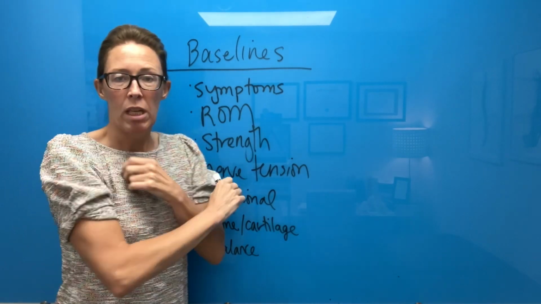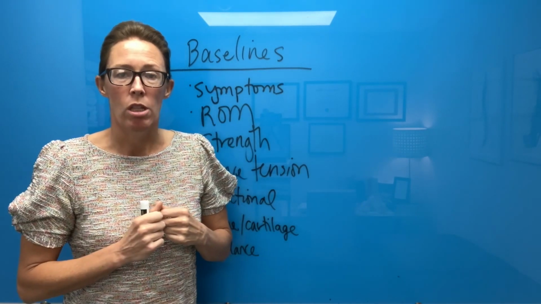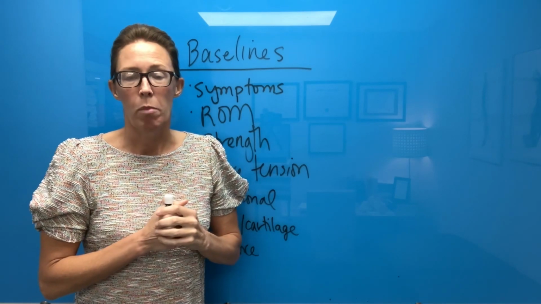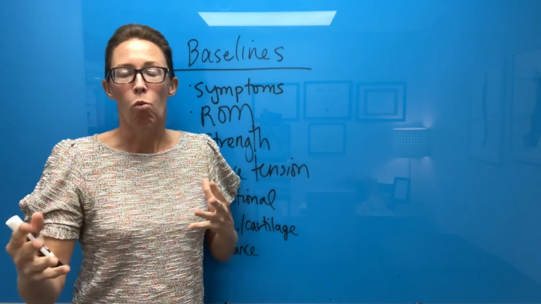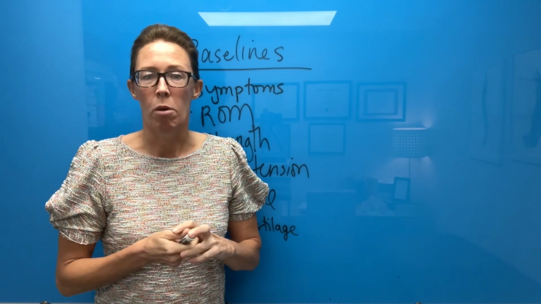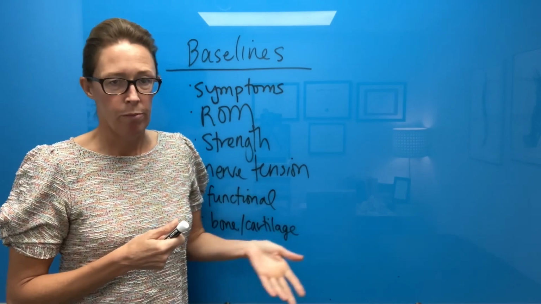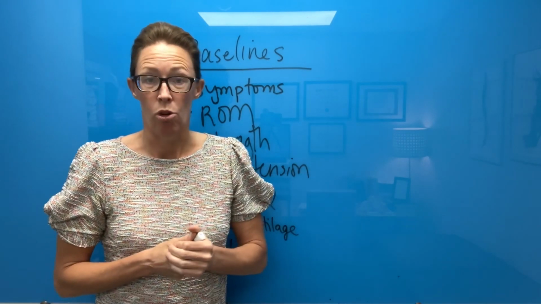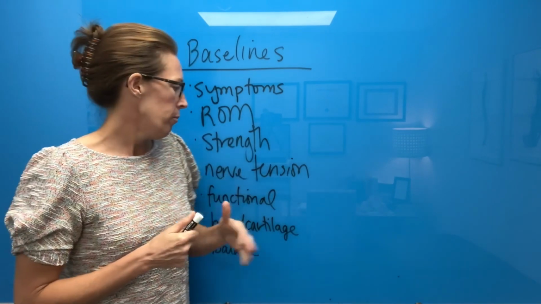Nerve tension is probably another big one that most clinicians are taking, especially in the presence of spinal symptoms that seem to be radiating into the extremity. We don't use nerve tension very often when it's an extremity disorder that has no spinal involvement.